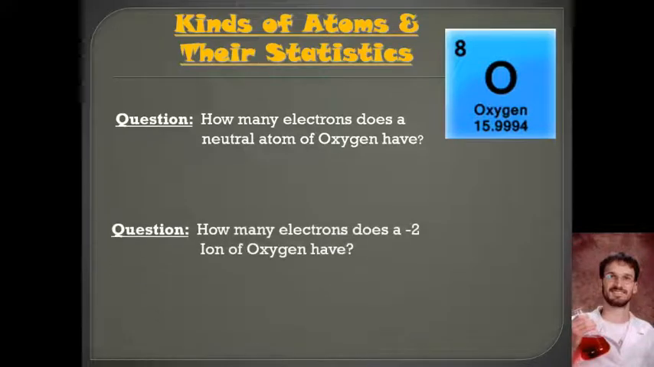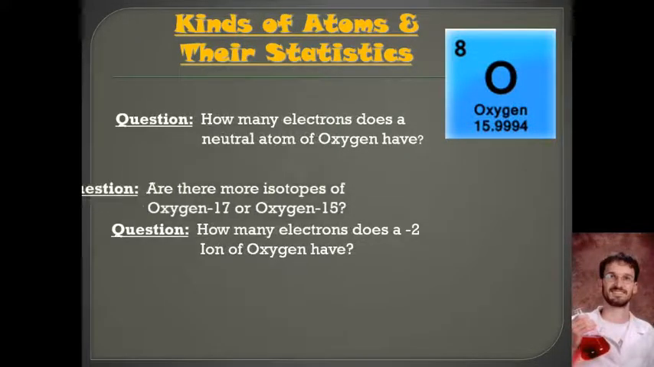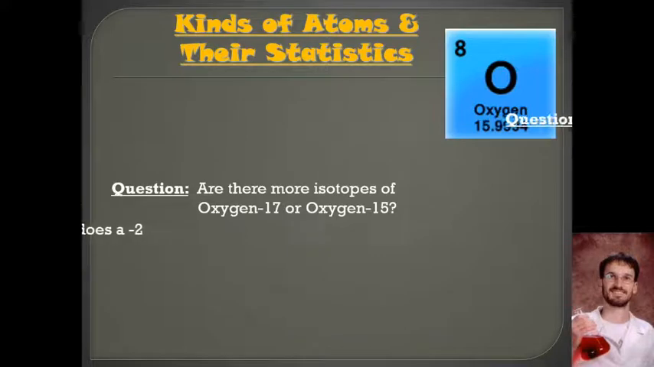So some quick check questions. How many electrons would a neutral atom of oxygen have? How many electrons would a -2 ion of oxygen have? And then one last question. Are there more isotopes of oxygen 17 or oxygen 15? You would figure that out by looking at the mass number and deciding where this number came from.